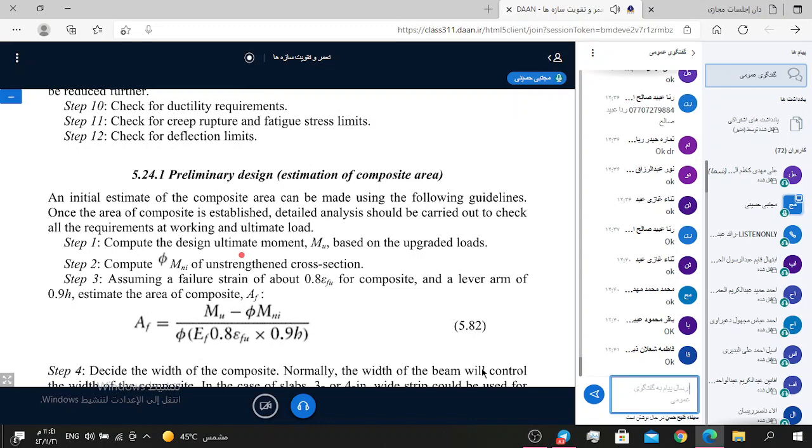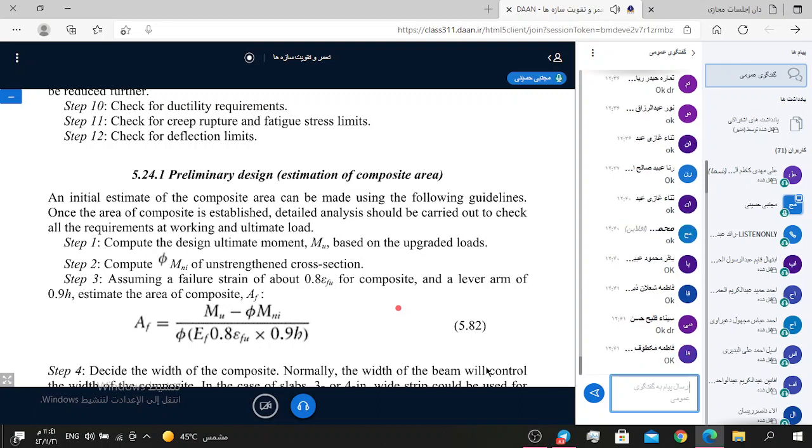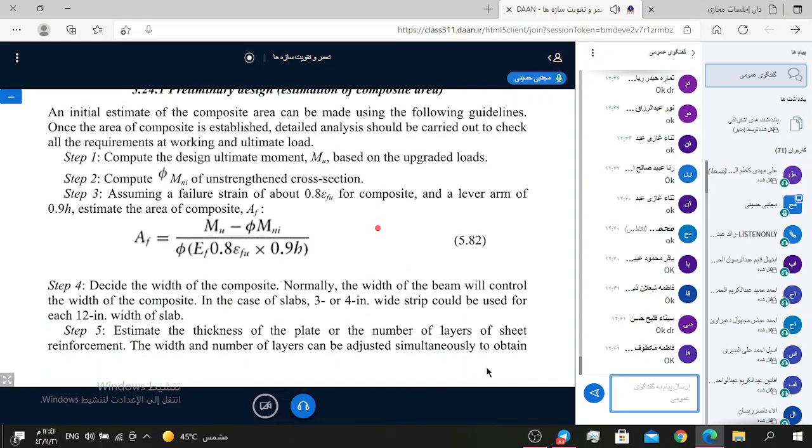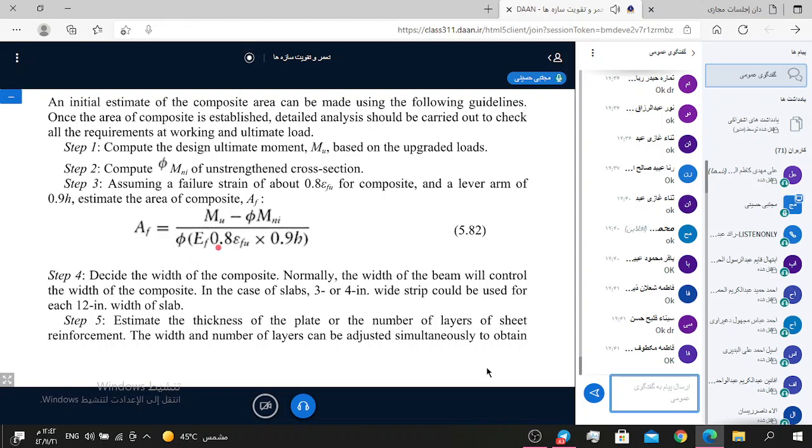And for preliminary design or estimation of composite area, an initial estimate for composite area can be made using the following guidelines. 1. Area of composite. Detailed analysis should be carried out to check all requirements at working and ultimate load. They are very important, and you must follow these steps.